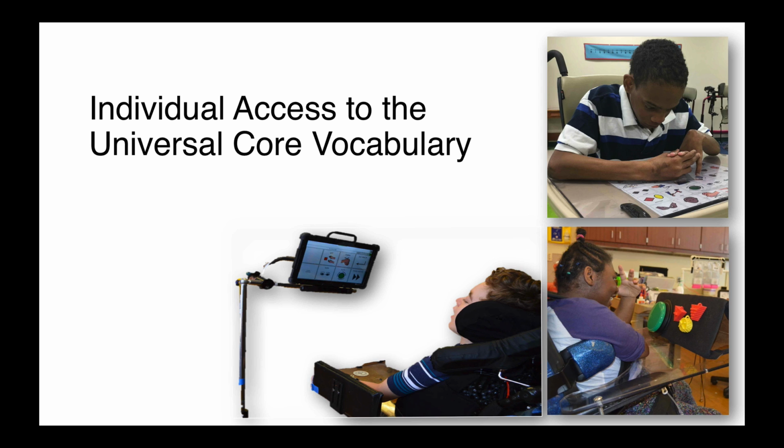The project implementation program calls for all students to have personal access to the Universal Core vocabulary. Access to the Universal Core vocabulary may be provided on an AAC communication app or device, in the form of a print-based communication board or book, or through 3D symbols. Whatever form best suits the access needs of the student should be provided.